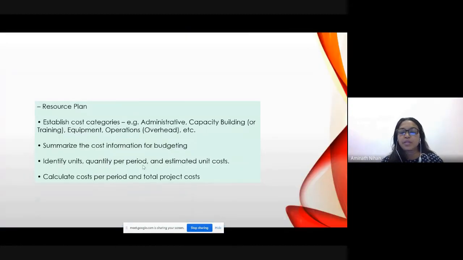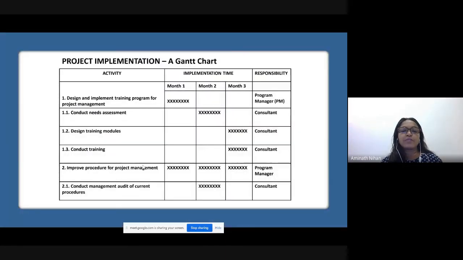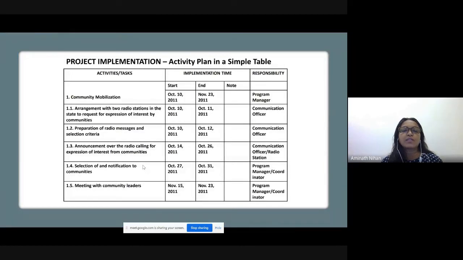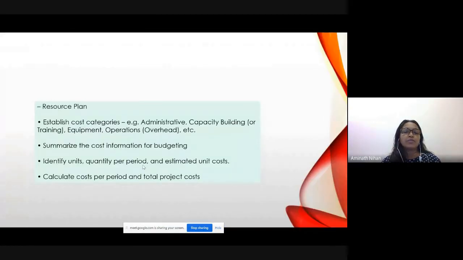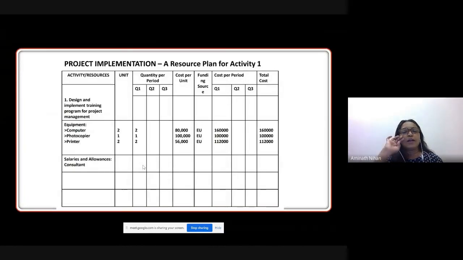Okay. Now the resource plan. Establish cost. So take some time for this, 30 minutes or so for these 2 charts on implementation. Then go to the resource plan. So as the name indicates, resource plan summarizes the cost information for budgeting, identify units, quantities, calculate costs. So here I have put a resource plan example here, right? So here you are including the equipment, you need salaries and allowances. So you know under your project what are the things that you will need, okay?